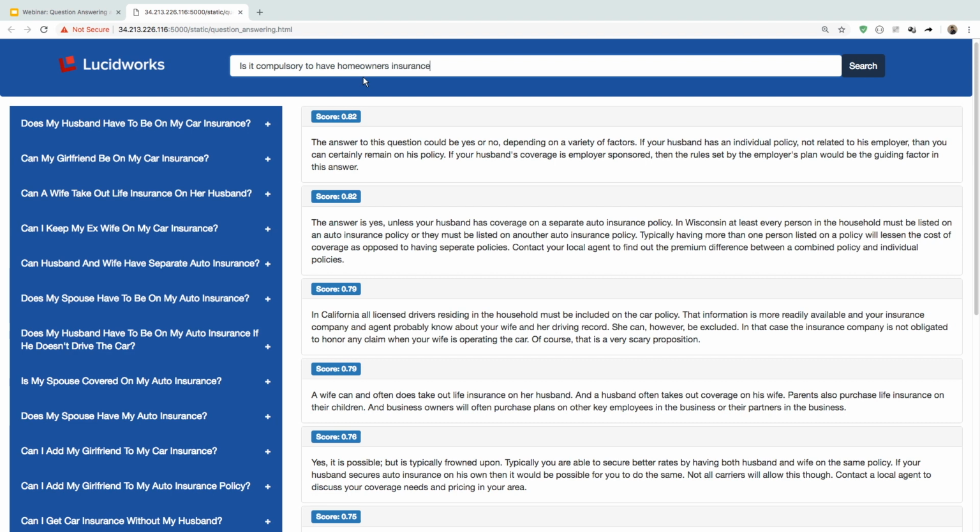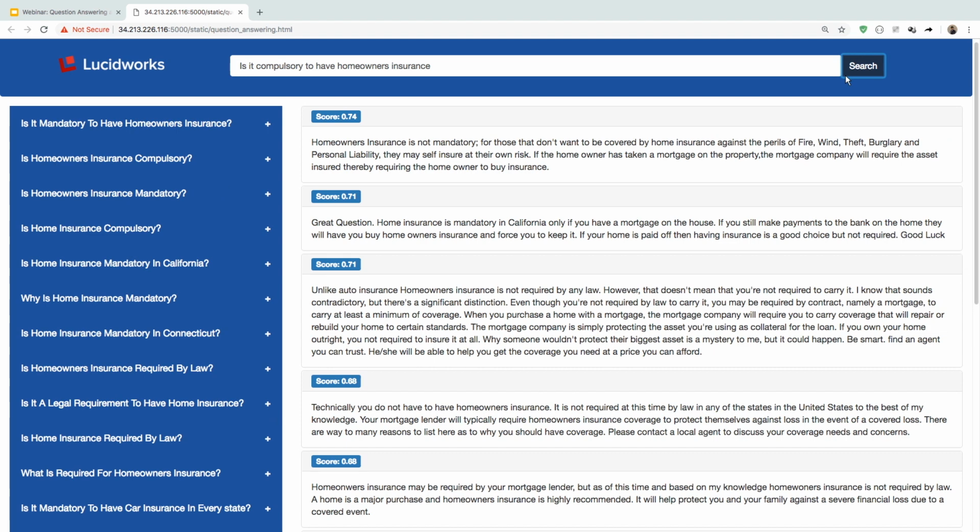Is it compulsory to have homeowners insurance? So if you look at the results, again, the models find very good results at the top. You can see that homeowners insurance is not mandatory for those who don't want to be covered against fire, wind, theft, etc. Also, if you look at the left side, we have very generalized questions. It understands that is it mandatory to have homeowners insurance? So this is a question that someone has already asked us. The models understand that mandatory, compulsory are interchangeable words.